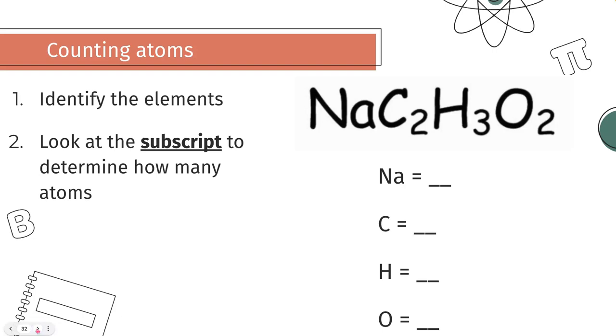So let's practice counting some atoms here. We're going to look at the subscripts. So if I look here, there is 1 Na atom, there are 2 carbon atoms, 3 hydrogen, and 2 oxygen.